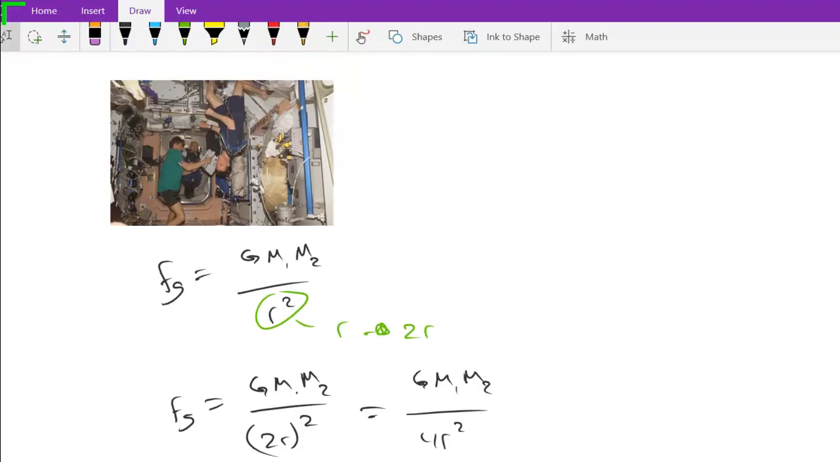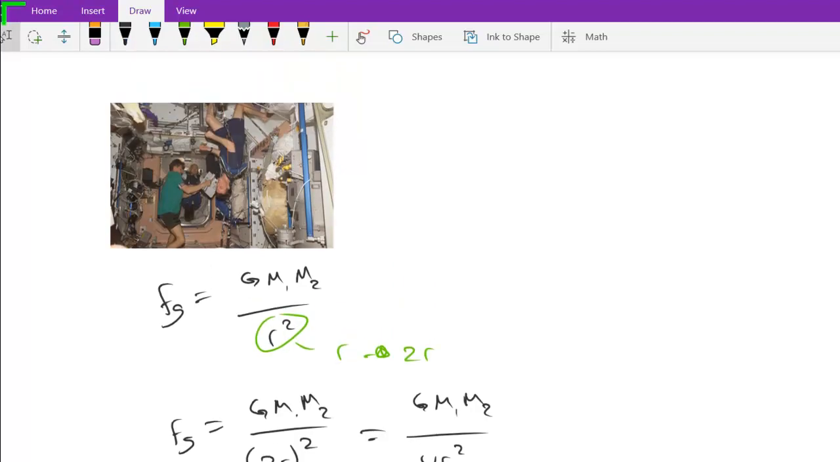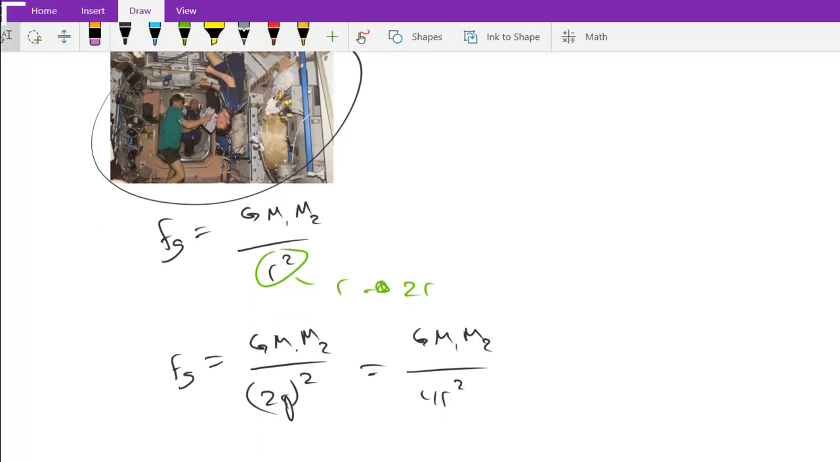So if you move away from any stars or planets, any other masses, you go a long distance away, then the gravitational force becomes very weak. It doesn't become zero, it just becomes very weak, and things feel much lighter there.